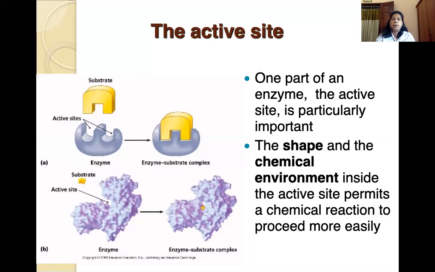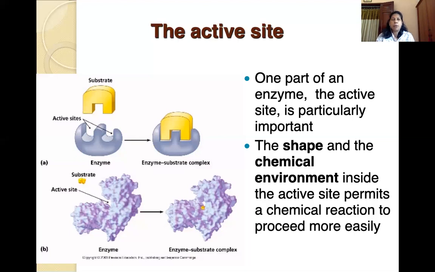So one part of an enzyme, the active site, is particularly important. Therefore, the active site of the enzyme is very important. From enzyme to enzyme, the shape of these active sites is different, because one enzyme and another enzyme are two different protein molecules. Therefore, those active sites are different from each other.